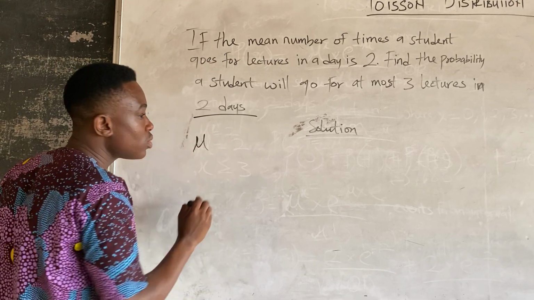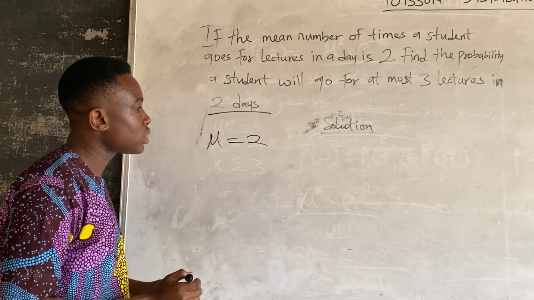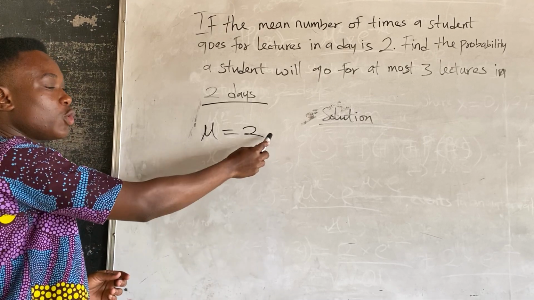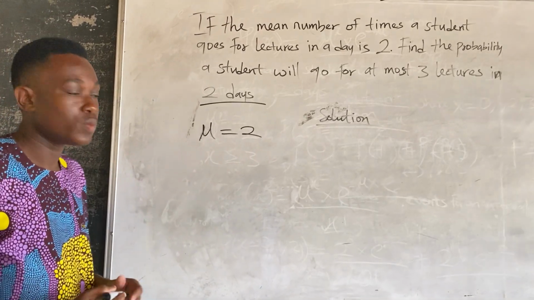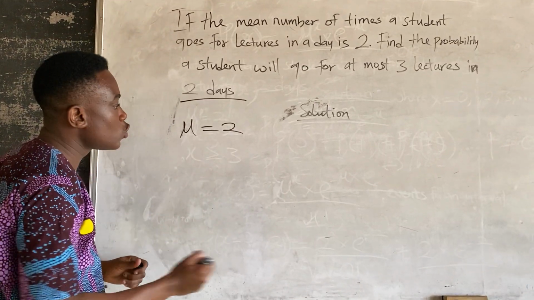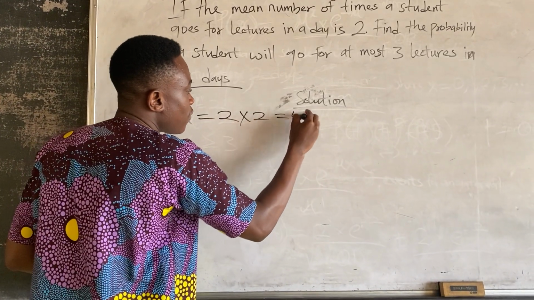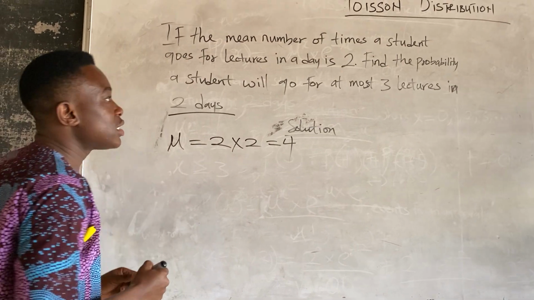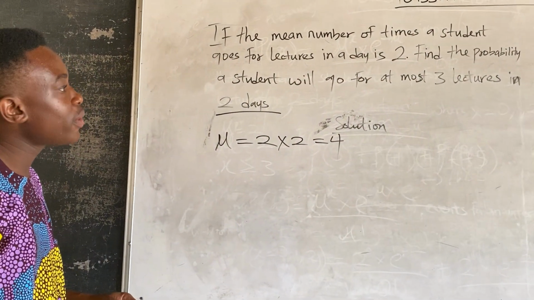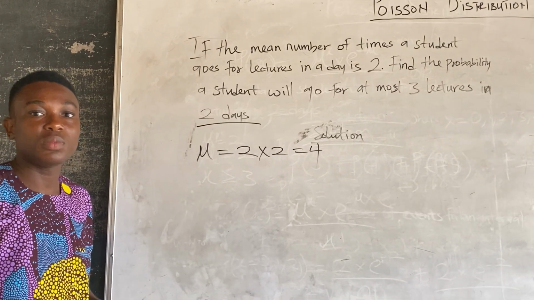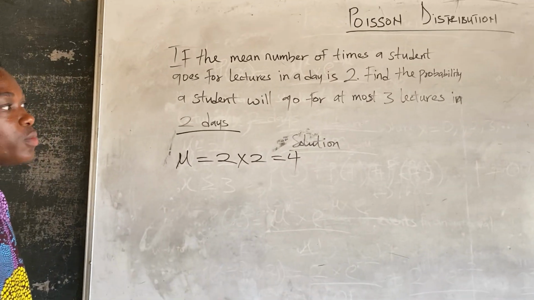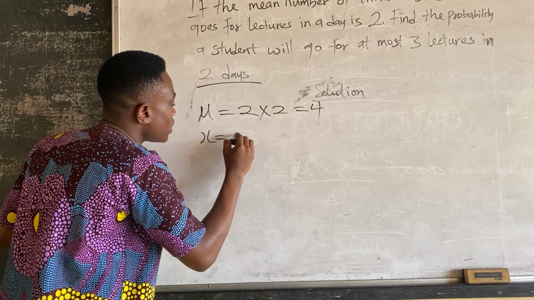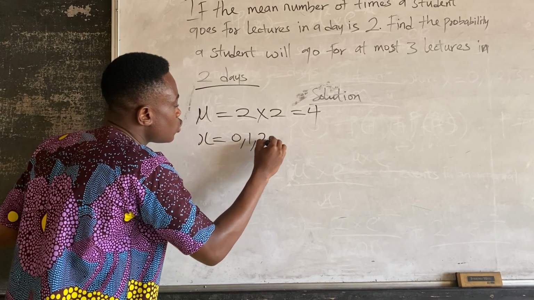We have our mu for a day given as 2. But since the interval has now changed to 2 days, we'll multiply this value by 2 to give us the new value for our mu. So our mu is now given as 2 by 2, which is 4. And then our x is at most 3. At most 3 here means the highest value of x should be 3. So if the highest value of x should be 3, then we have our x to be 0, 1, 2, and 3.